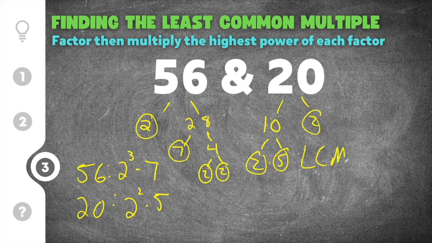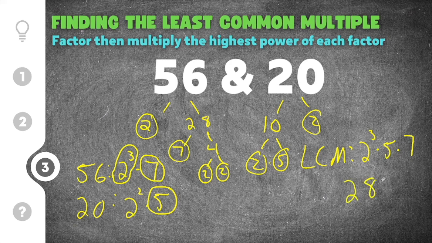Now to find the least common multiple, we're going to multiply each factor, but the highest power of each factor. So our factors this time are 2, 5, and 7. So the highest power of 2 that we're going to use is 2 to the 3rd. We only have 1 5, so we have to use it, and we only have 1 7, so we have to use that. So we're going to multiply 2 to the 3rd times 5 times 7. And 2 to the 3rd times 5 times 7 is 280. So the least common multiple between 56 and 20 is 280. And we got that by multiplying the highest power of each factor together.